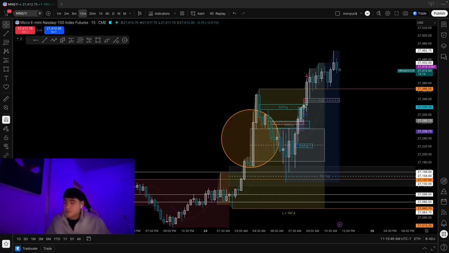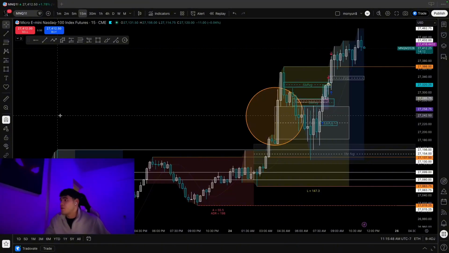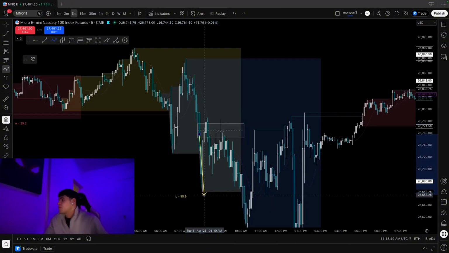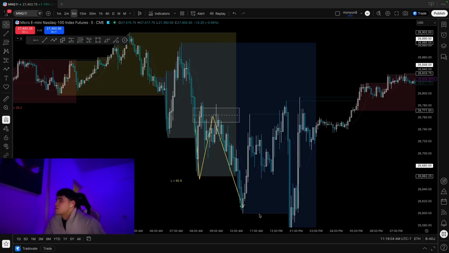I also want to give you an example of a bearish fair value gap. You can see on this bearish fair value gap right here, price breaks below the gap, comes back and fills in this midpoint, and continues back down to its bias.